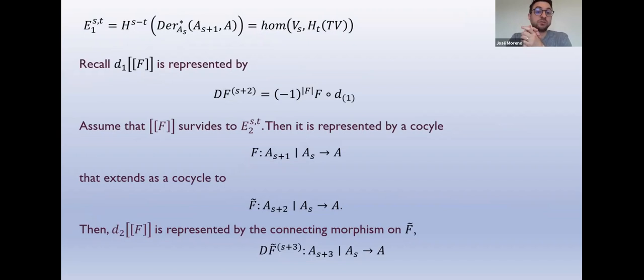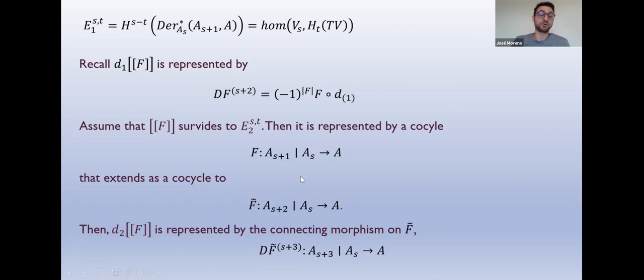What I'm saying is that you can explicitly compute the second differential as well. So basically, if you have an element in the second page and it is a cycle for the first differential, you can represent it by a linear map which goes from your generators to your homology. And then this extends as a cocycle in an explicit way by just taking the extension by zeros and just applying the differential on your derivation complex, which is explicit. And you can do the same for the next level.